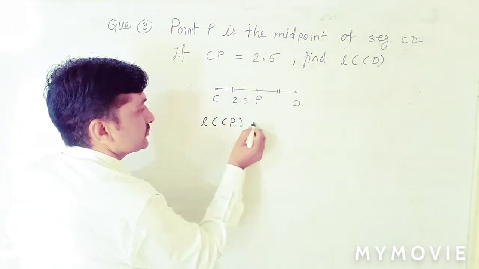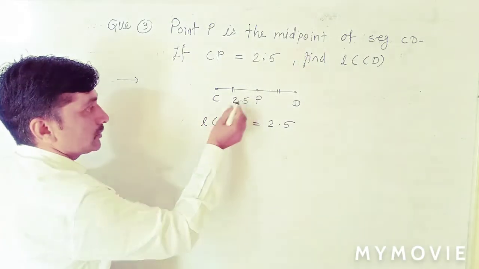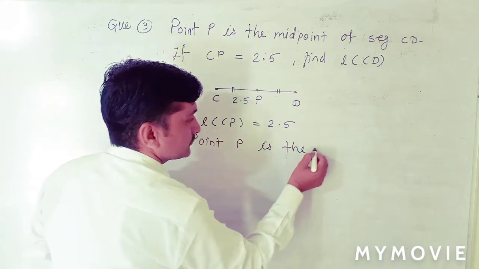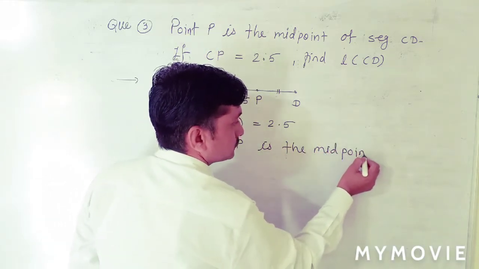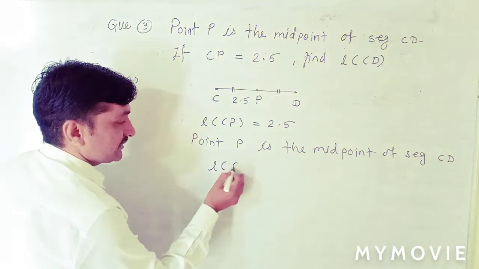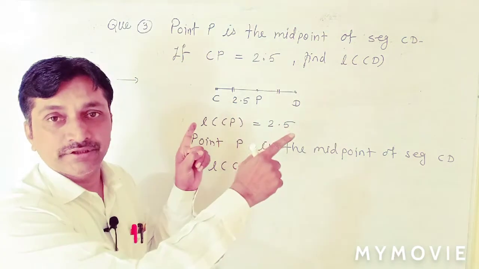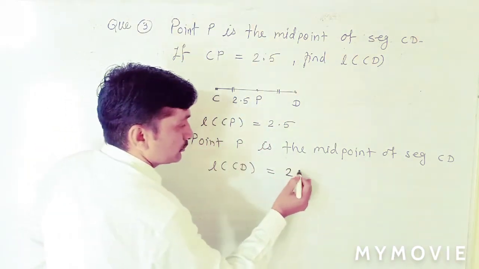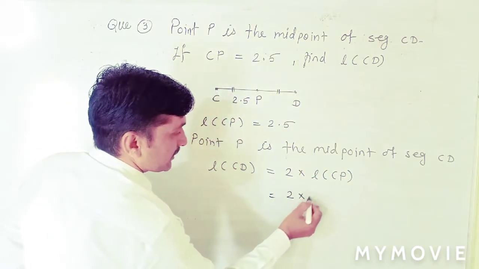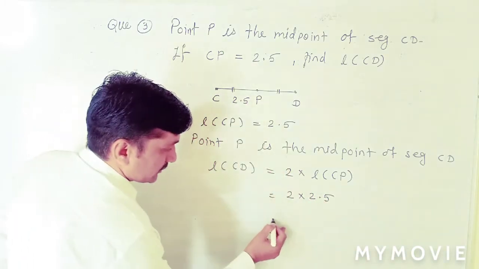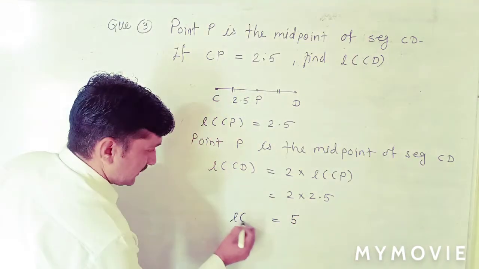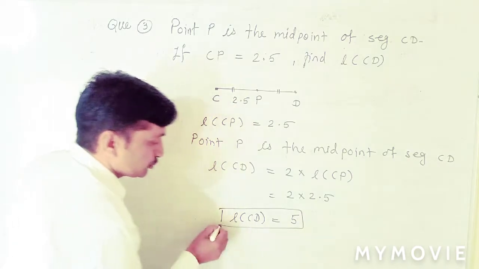Length CP is equal to 2.5. Point P is the midpoint of seg CD. Therefore length CD, now CD is the total length, total will be double. Therefore 2 multiplied by length CP is equal to 2 multiplied by 2.5, that is 5. Therefore length CD is equal to 5 units.